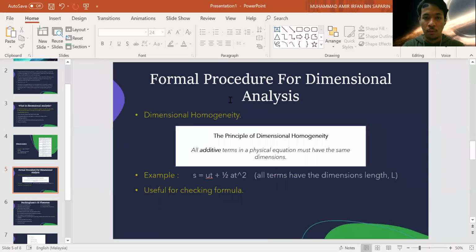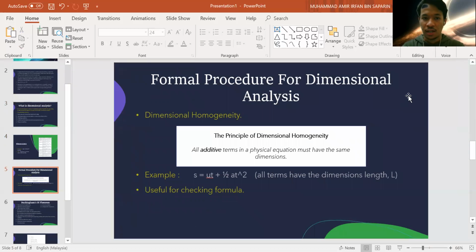So the formal procedure for dimensional analysis. Dimensional homogeneity: the principle of dimensional homogeneity says all additive terms in a physical equation must have the same dimensions. For example, the second formula for motion is s = ut + ½at². So all the terms in this formula have dimension length. So dimensional homogeneity is useful for checking formulas.